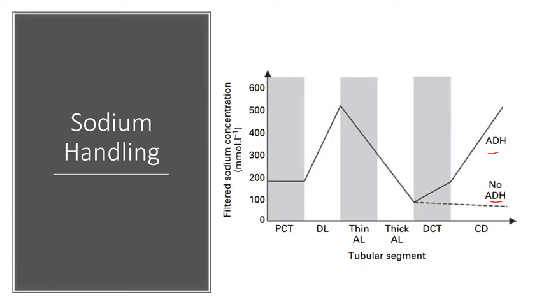That doesn't necessarily mean that you're losing more sodium, because it can be a low volume of high concentration, whereas if there was no ADH, you then lose a lot more urine. It could be that your total amount of sodium being lost in this situation could be higher.